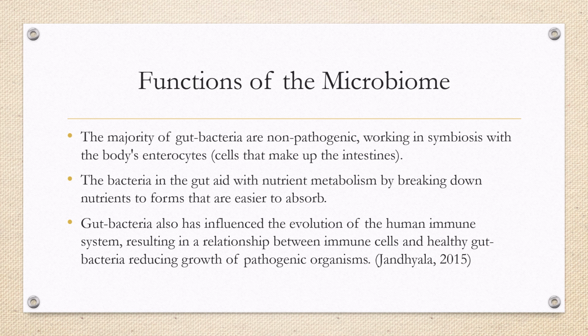The functions of the microbiome. The majority of gut bacteria are non-pathogenic, working in symbiosis with the body's enterocytes, and enterocytes are just the cells that make up the intestines. The bacteria in the gut aid with nutrient metabolism by breaking down nutrients to forms that are easier for the enterocytes to absorb. Gut bacteria also has influenced the evolution of the human immune system, resulting in a relationship between immune cells and the healthy gut bacteria, reducing growth of pathogenic organisms. I thought that was interesting.